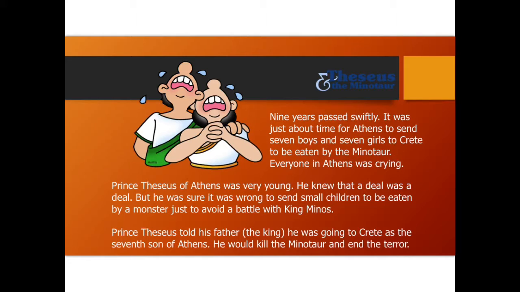Everyone in Athens was crying. Prince Theseus of Athens was very young. He knew that a deal was a deal, but he was sure it was wrong to send small children to be eaten by a monster just to avoid a battle with King Minos. Prince Theseus told his father, the king, he was going to Crete as the seventh son of Athens. He would kill the Minotaur and end the terror.